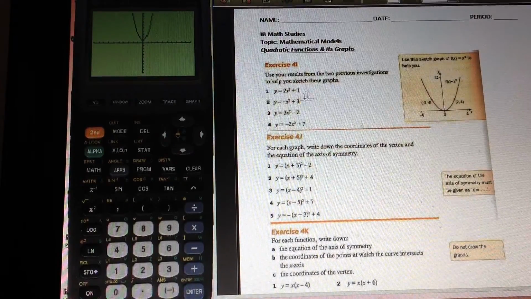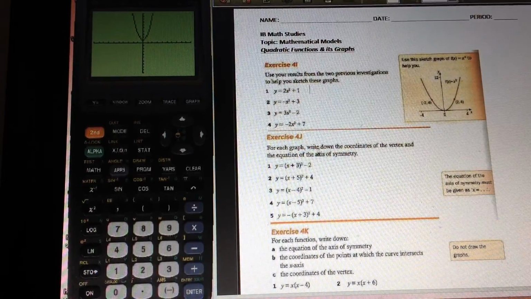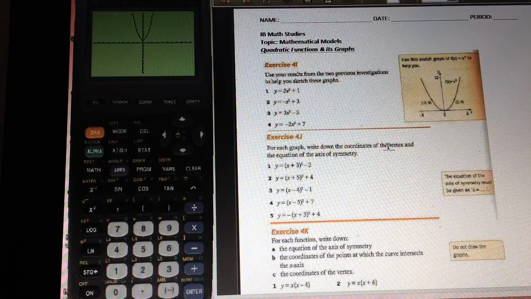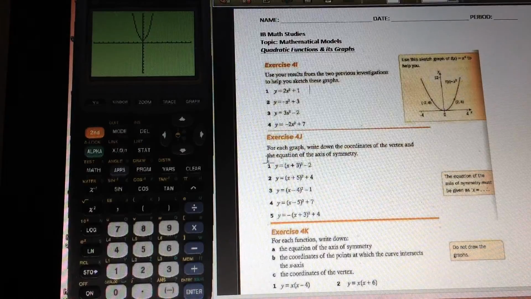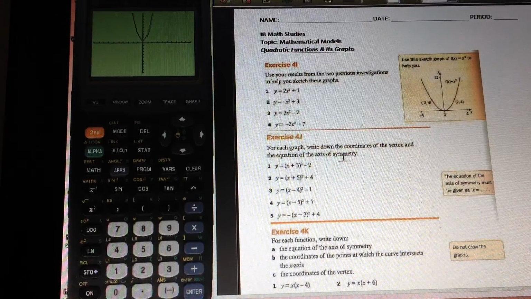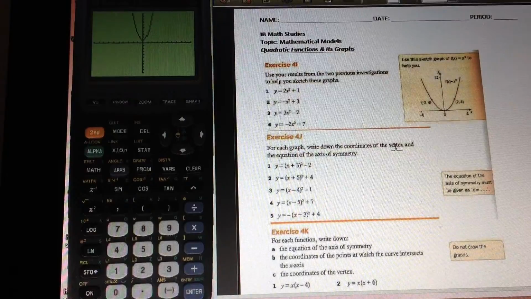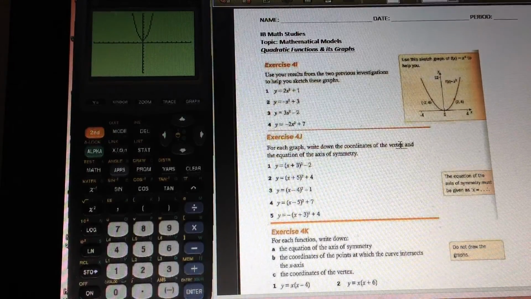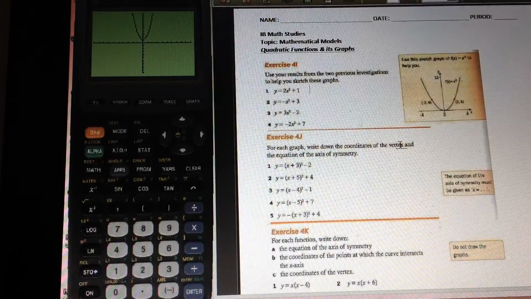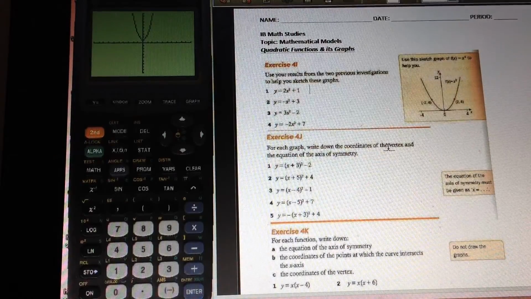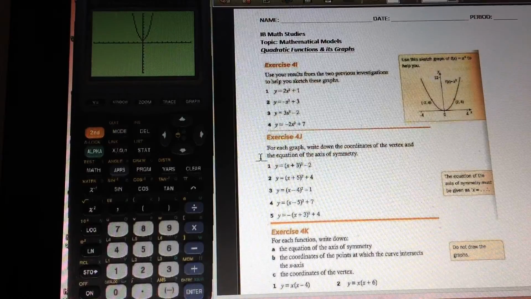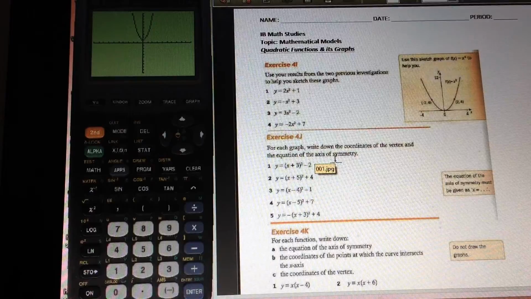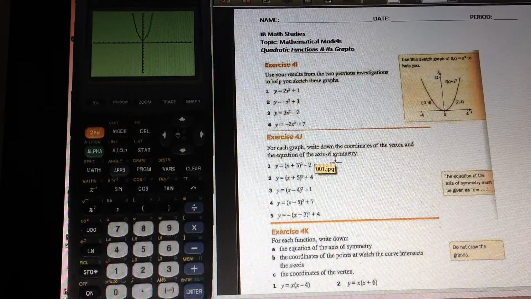Alright, now let's take a look at exercise 4J. So this time, they want you to graph the function and also show the vertex and the equation of the axis of symmetry. So we know the vertex is the lowest point, which is the minimum, or the highest point, which will be the maximum. And we mentioned that once you know the vertex, you can write down the equation of the axis of symmetry because the equation will be the x value.